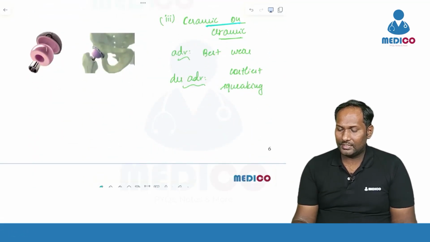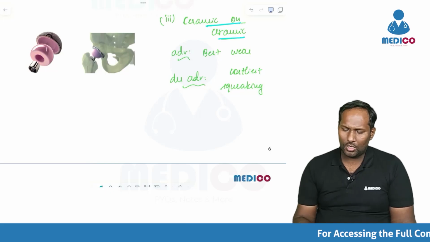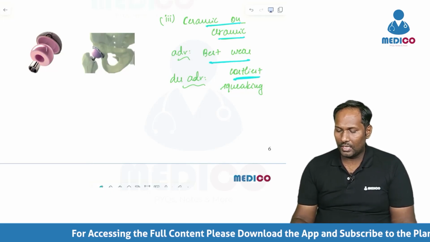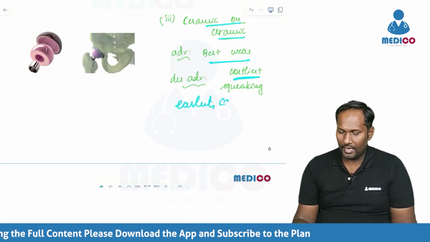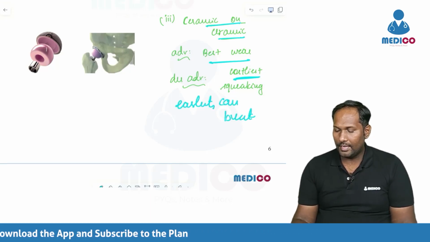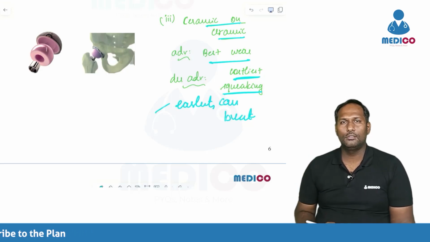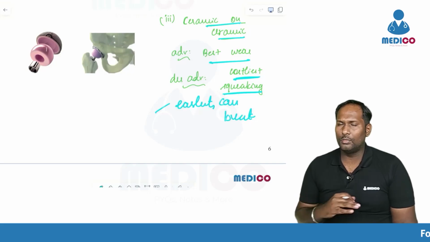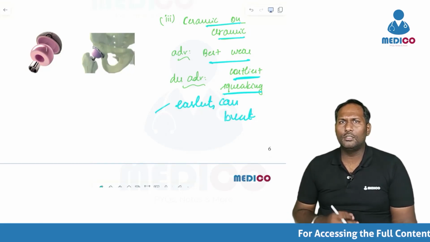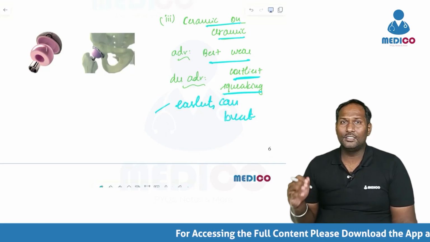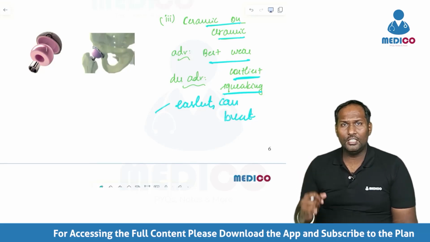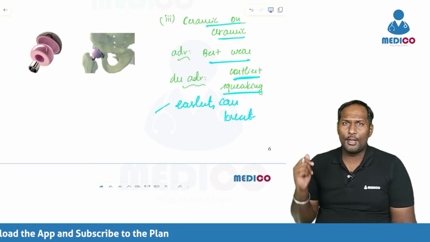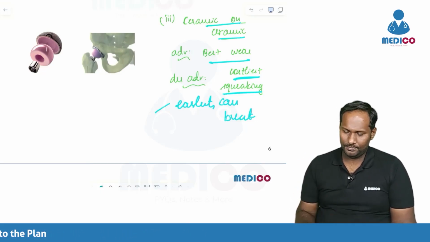The other type is ceramic on ceramic. That is the costliest. It gives the best wear, but can easily break, and you will have a squeaking noise. So what are the types? Metal on metal, hypersensitive reaction. Metal on poly is the most commonly used, best movements, but increased wear and tear. Next is ceramic on ceramic, costliest, maximum movements you get, but easily breakable. It is very brittle, and it produces the squeaking noise.